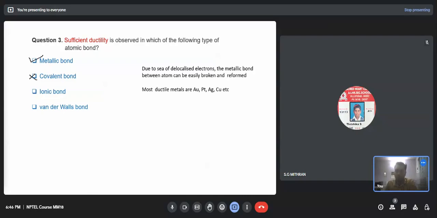Ionic bond, yeah, ionic crystals are all brittle, so we can't say that either, compared to metallic bonds I'm telling. And in van der Waals bonding, some polymers and crystals have van der Waals interactions, like pi interactions and CH-pi and CH-N interactions. So ductility is possible but not that much. So the answer will be metallic bond.